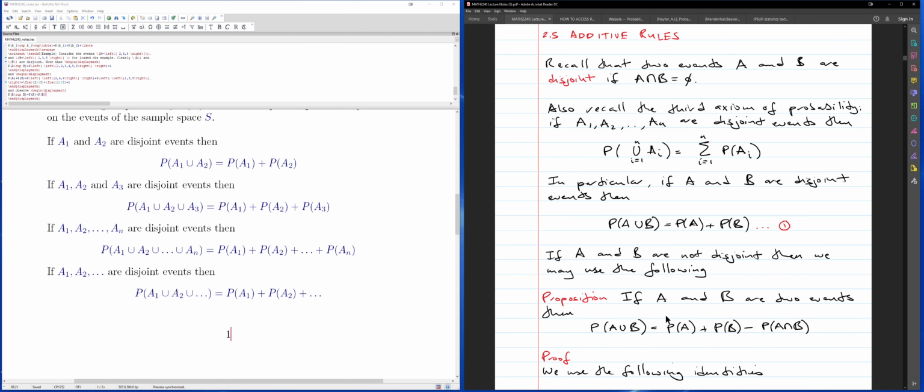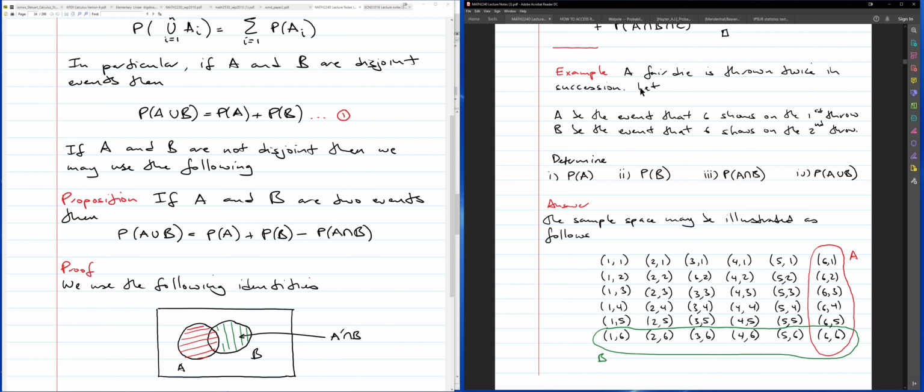Okay, so let's see an example of using this. Consider this experiment where we toss a die twice in succession. The sort of results that we're going to get would look like this. We can get, say, 1 on the first throw, 1 on the second throw, or we can get 2 on the first throw and 1 on the second throw. And notice that you have 36 possible results over here, so your sample space is of size 36.